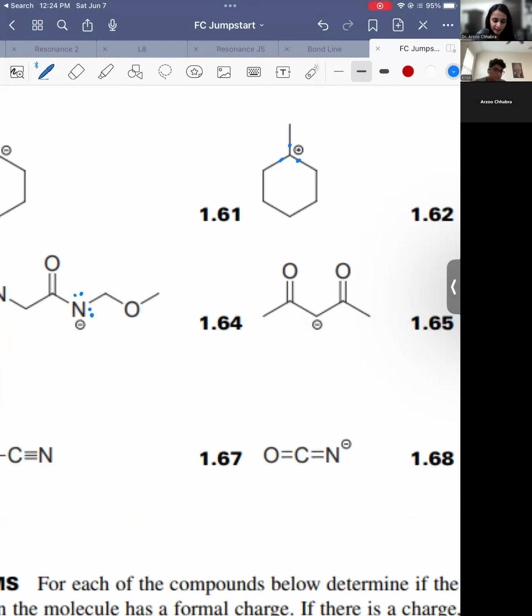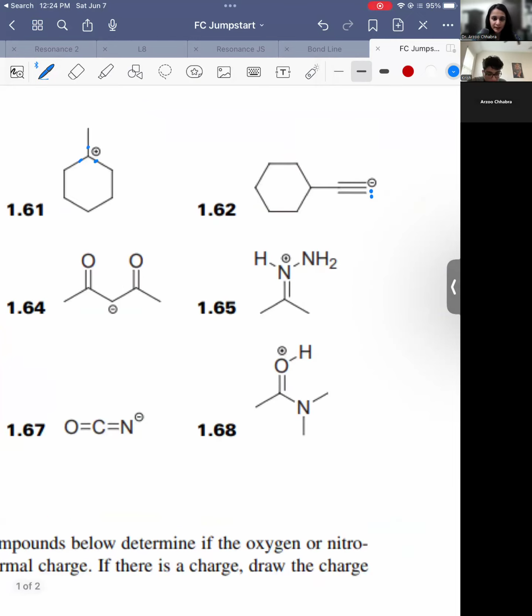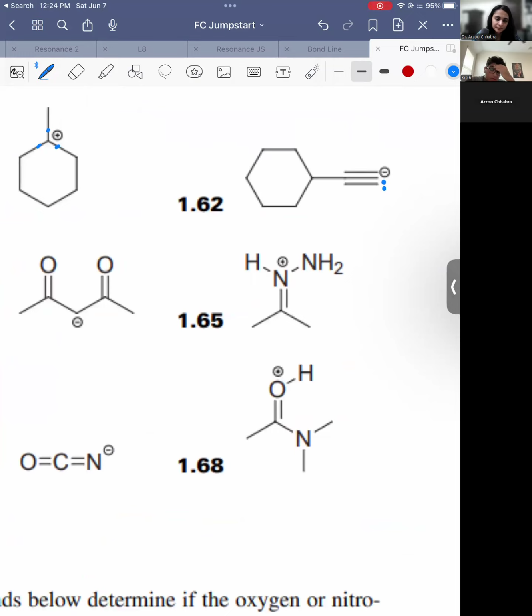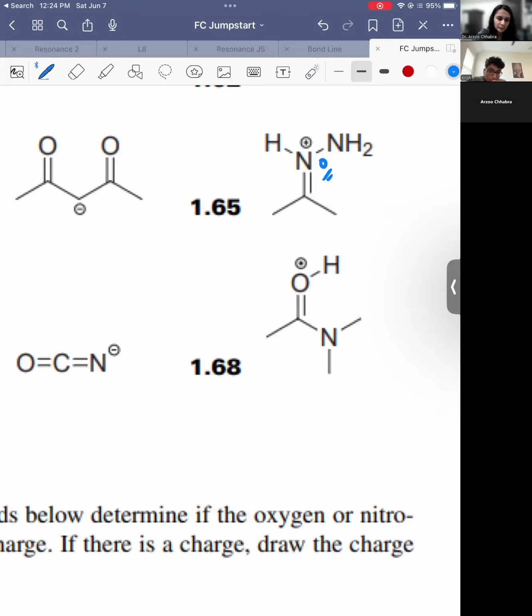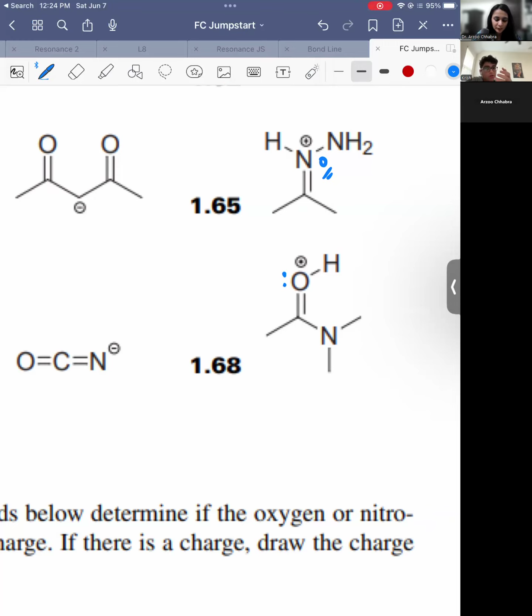Okay, what about 1.65, nitrogen with the positive charge? Okay, so 1, 2, 3, 4. It has 0 lone pairs. It has a full octet. Perfect, great. What about 1.68, an oxygen with a positive charge? 1, 2, 3. 6 minus 3. Oh, it has 1 lone pair. That's correct. It has 1 lone pair.